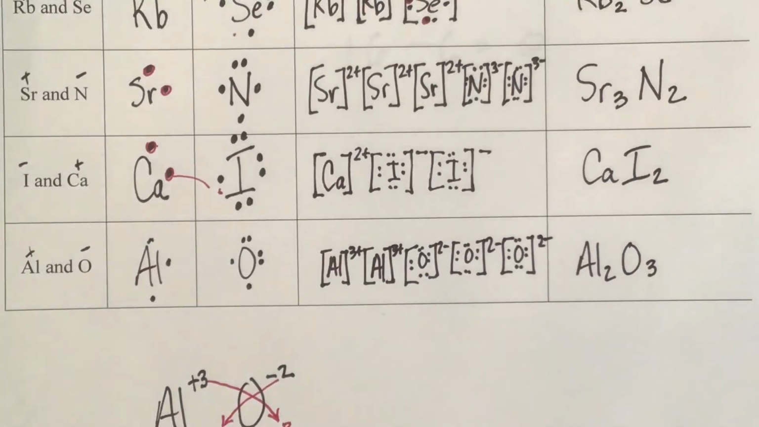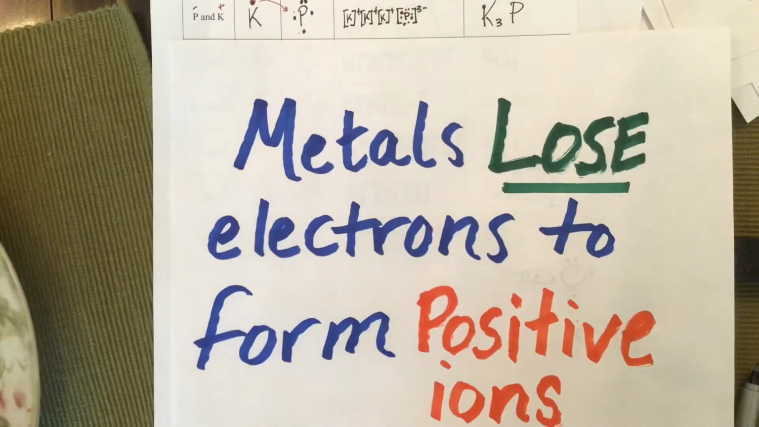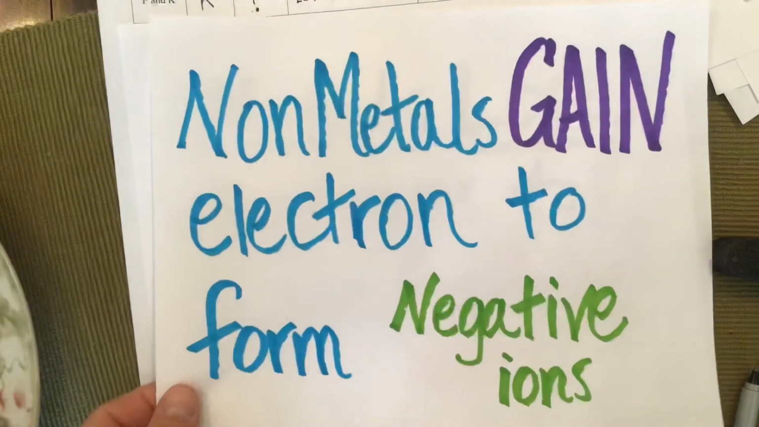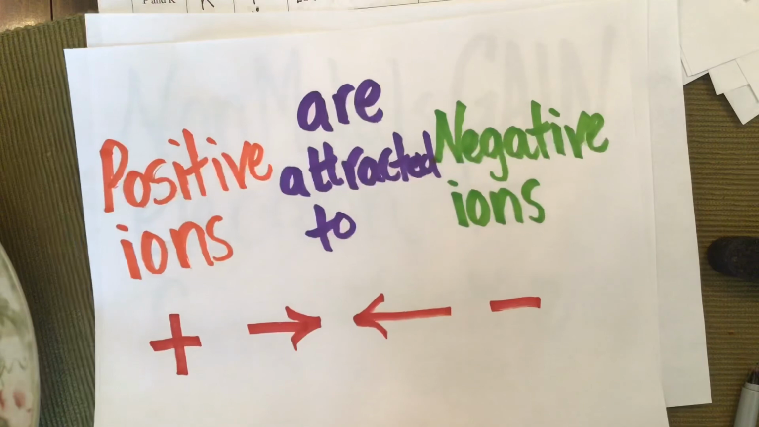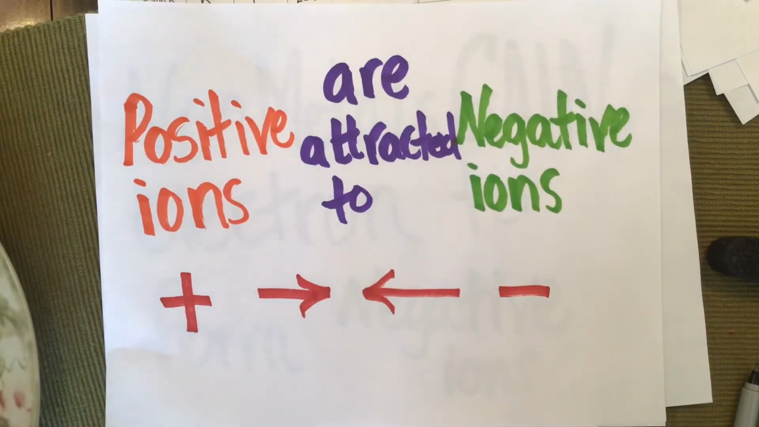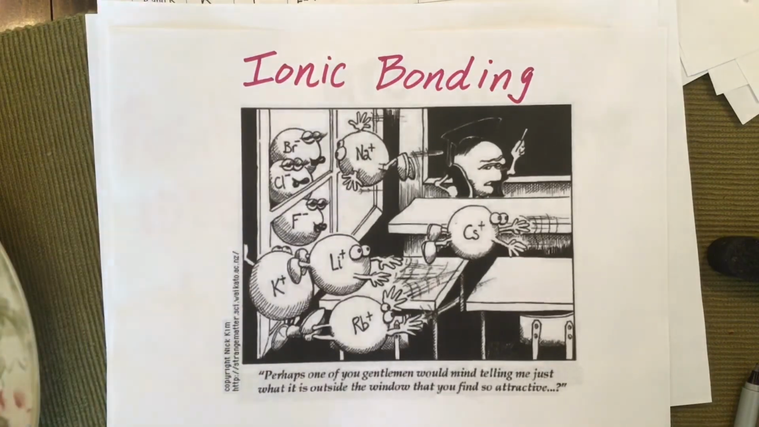Yay! Remember our big ideas here. We want to remember that metals lose electrons to form positive ions. Non-metals gain electrons to form negative ions. And that positive and negative ions attract each other. And that, my friends, is ionic bonding.